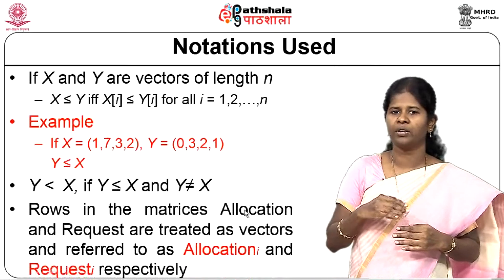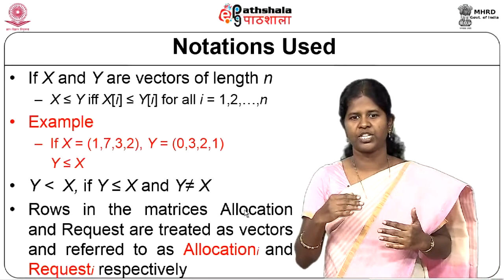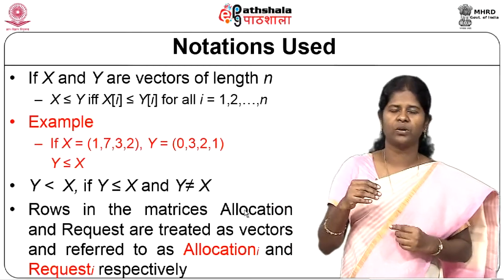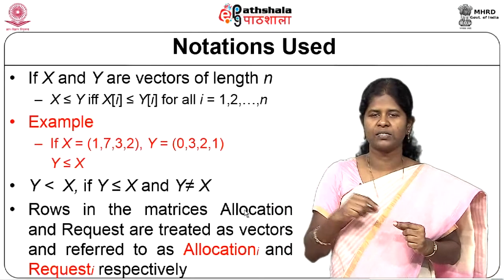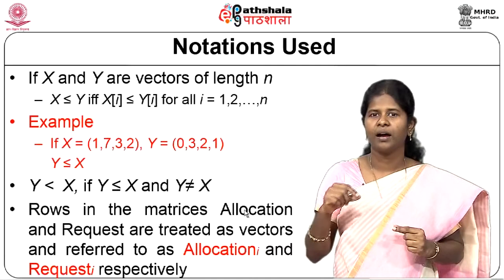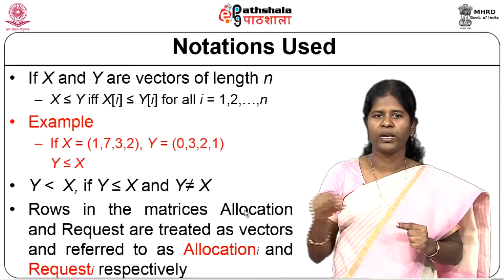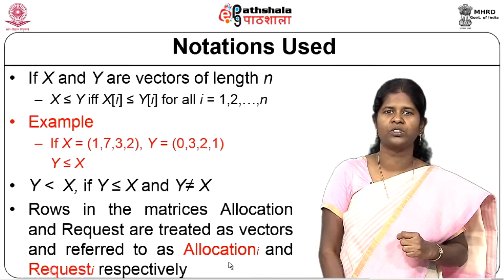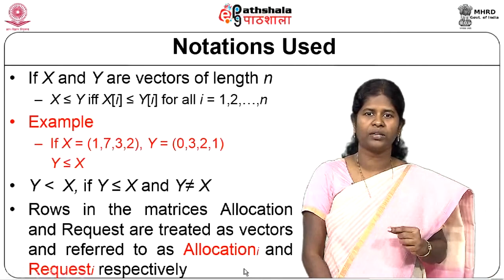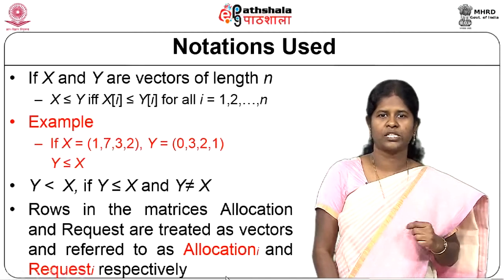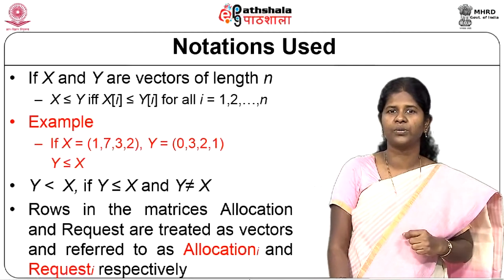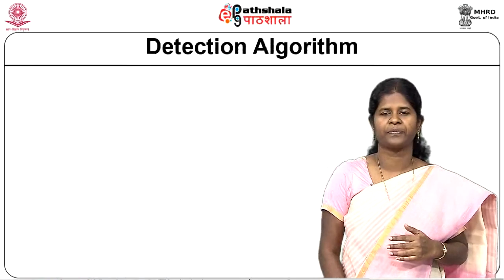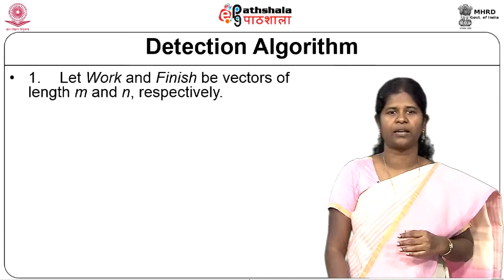And here you have rows in the matrices allocation and request, and each row is again treated as a vector. So, the row in the allocation matrix is denoted as Allocation_i, and the row in the request matrix is denoted as Request_i. So, Allocation_i corresponds to the resources allocated to process Pi. Request_i corresponds to the resources that are requested by process Pi. And let us see how this detection algorithm works.